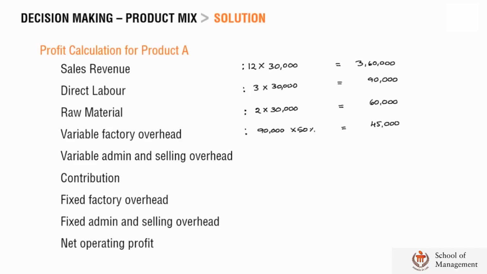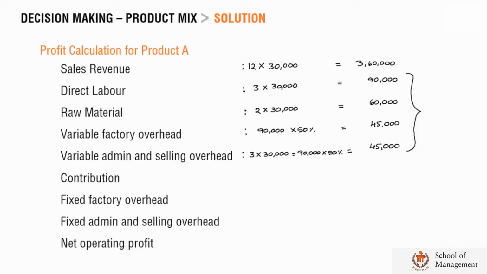Similarly, we are told that 50% of selling and administration expenses are variable. Now, selling and administration expenses are charged at a flat 3 rupees per unit. 3 rupees per unit into 30,000 units is 90,000, and so 50% of that will be 45,000. Now, we have got all the variable costs here. 60,000 is raw material, 90,000 labor, 45,000 variable factory overheads, and 45,000 rupees of variable selling and administration.